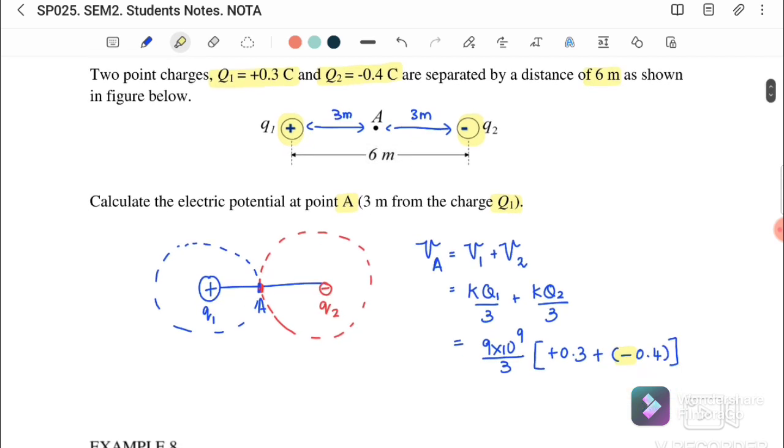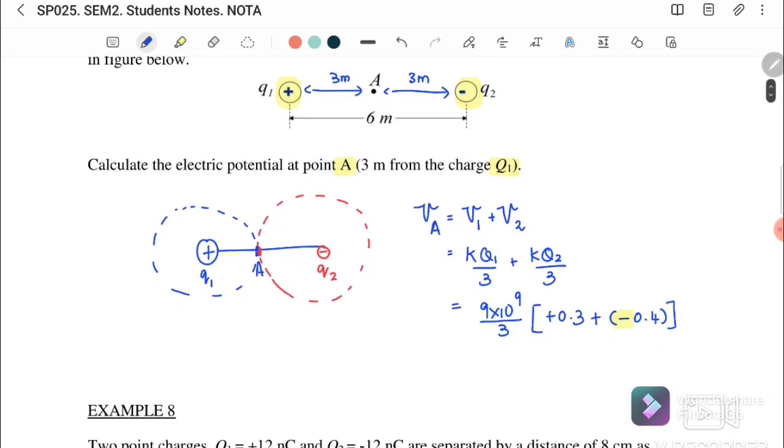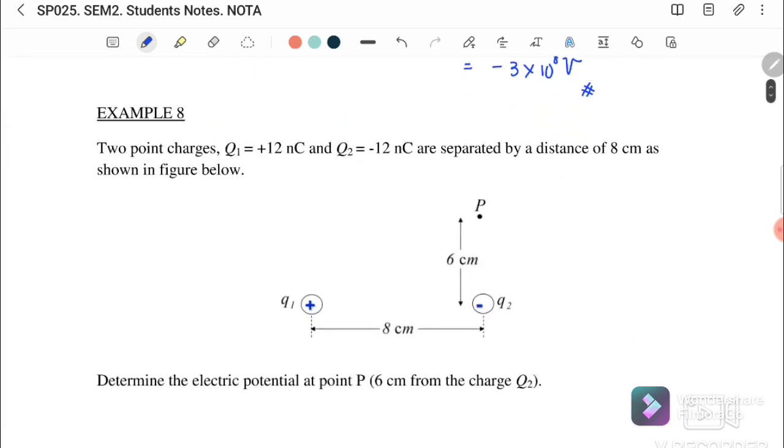After pressing the calculator, we find that the electric potential at point A, VA, is equal to negative 3 × 10^8 volt. So this is example 7. Next we go to example 8.